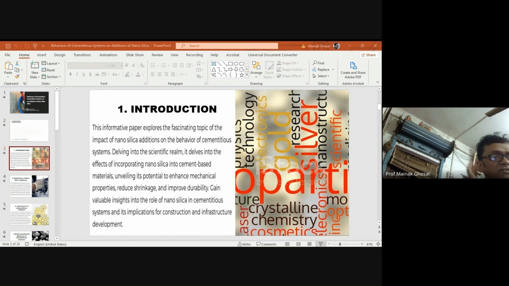The importance of this: cementitious systems form the backbone of construction and development. Understanding the impact of nanosilica addition on the cementitious system is crucial to harness its full potential. These additions can enhance the mechanical properties, reduce shrinkage, and improve the durability of the cement material.